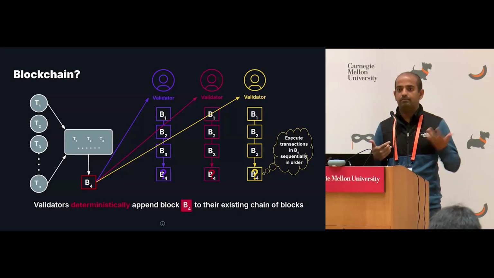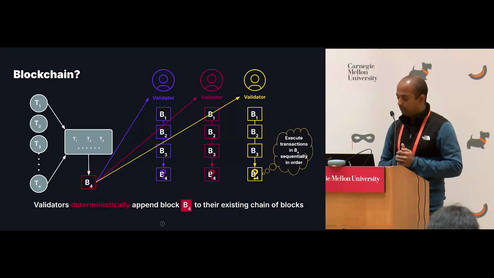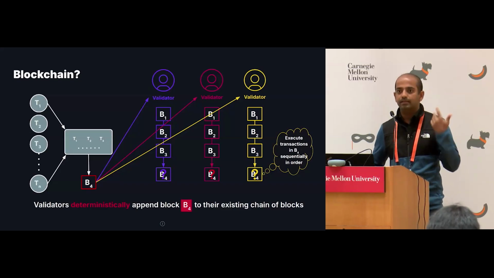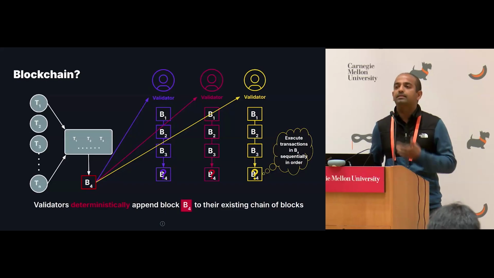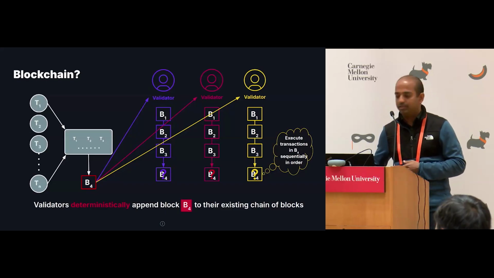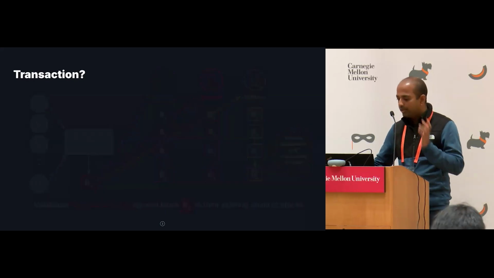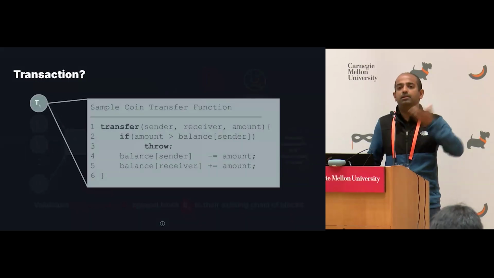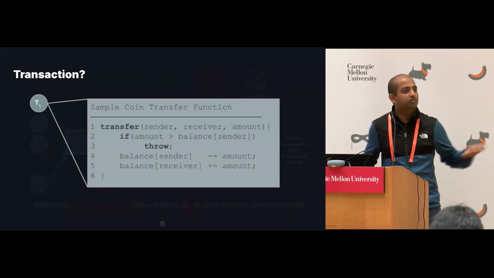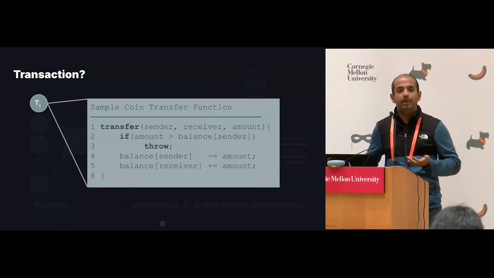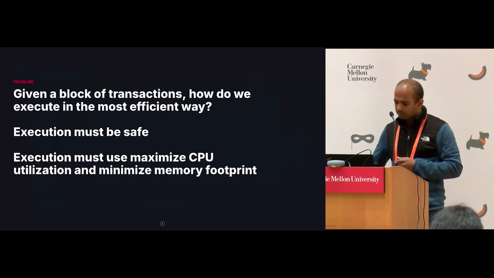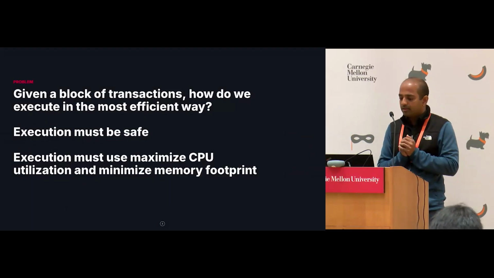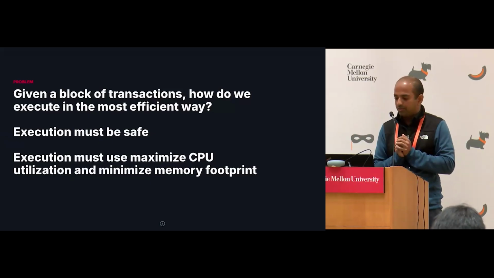This has become a bottleneck for the most part, and so there's a considerable amount of work recently that's starting to look at parallel execution of blockchains. This talk is purely about parallel execution of blockchains. For all practical purposes, a transaction is just a simple coin transfer, an arbitrary smart contract, anything you can imagine that is trying to get executed. So the question we are asking is: given a block of transactions, how do we execute it in the most efficient way?